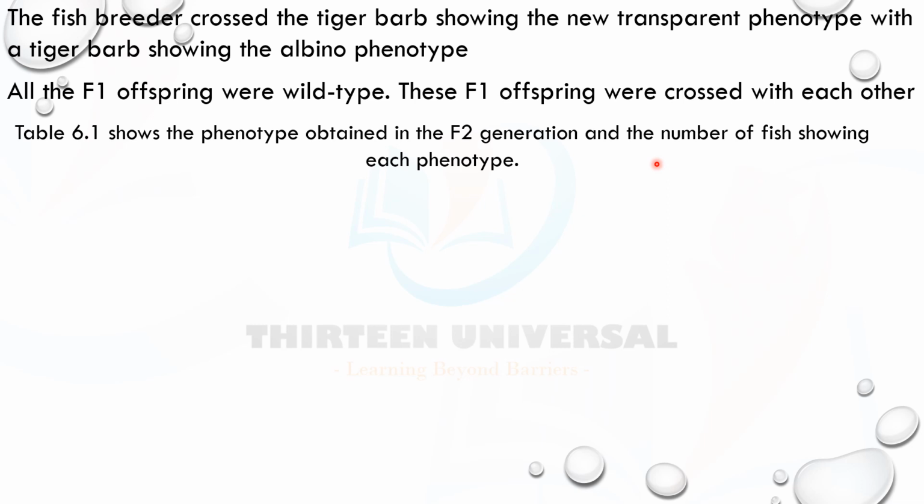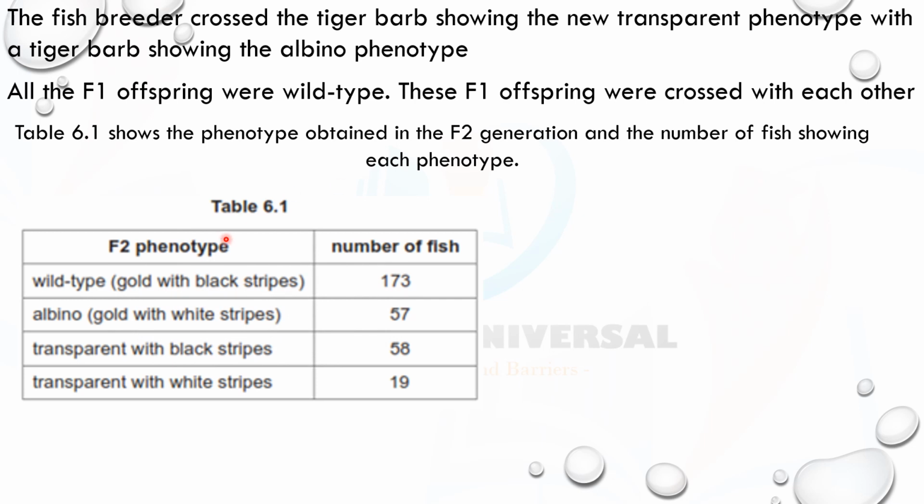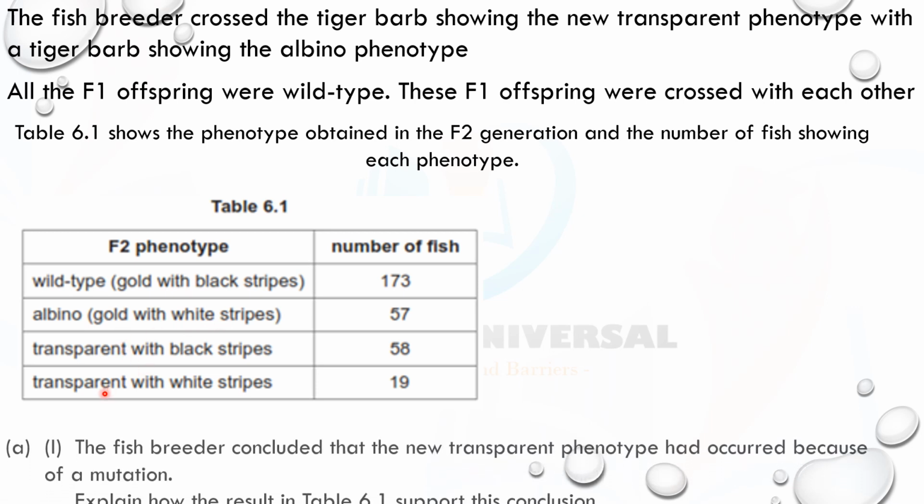Table 6.1 shows the phenotype of them in F2 generation. So when the F1 was crossed, they form F2, and the number of fish showing each type. So this is the table, guys. Remember that all F1 showed wild type. So that is it, guys. You can see wild type for F2, albino, transparent.